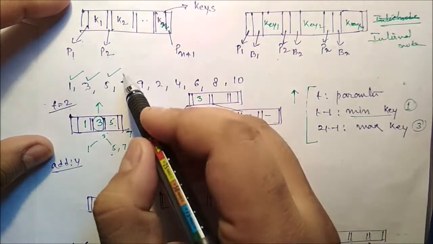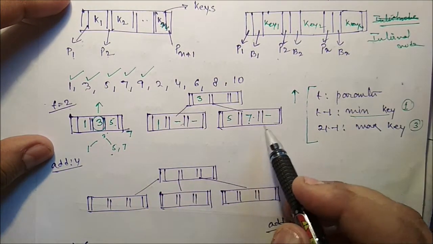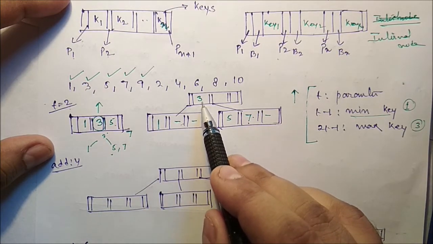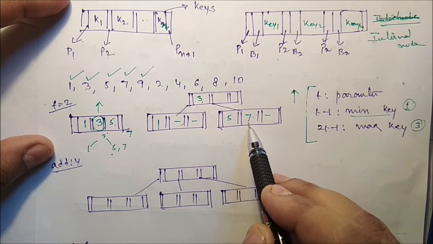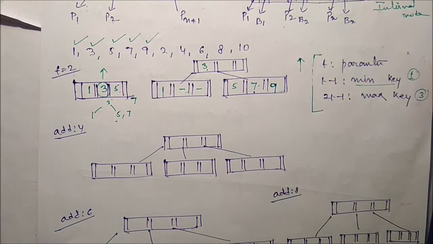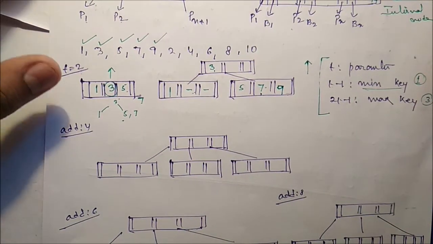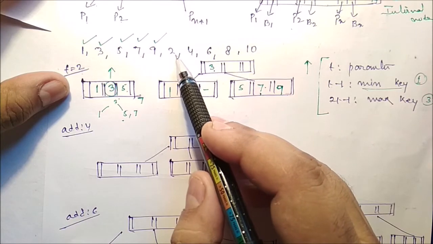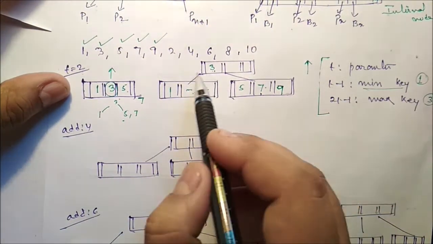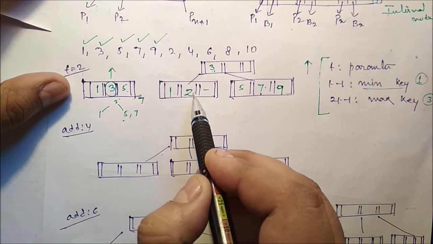Next, 7 we want to insert, but 7 is already inserted. Next is 9. Where can you insert 9? 9 is greater than 3 and more than 7, so we can insert 9 here. No problem. After that, we want to insert 2. Definitely we can insert 2 here, because 2 is less than 3, so it must be here, and 2 is greater than 1, so we can put 2 here.